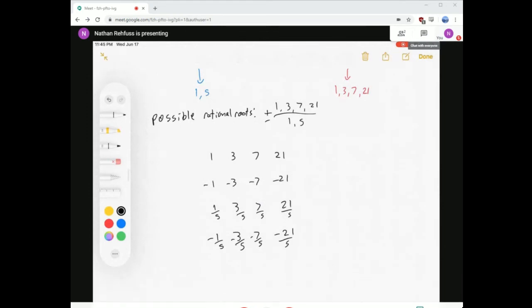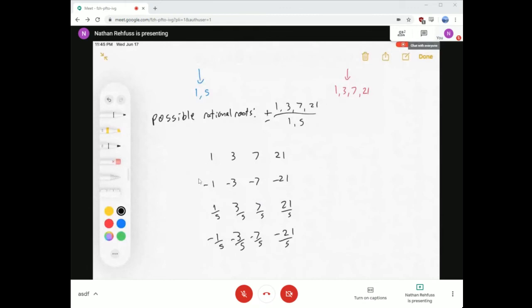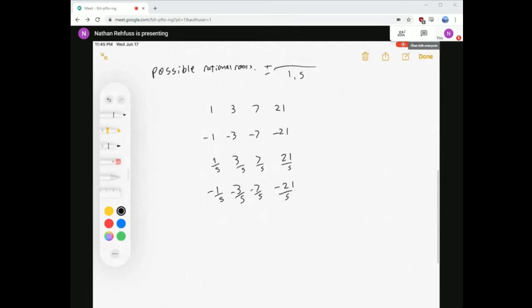So now there's only 16 possibilities, and if I were just going in blind, I would start with the small ones and just start doing synthetic division. And eventually I'd hit on one that works. It turns out that the polynomial's roots are 1 plus root 2, 1 minus root 2, 3, and negative 7/5.